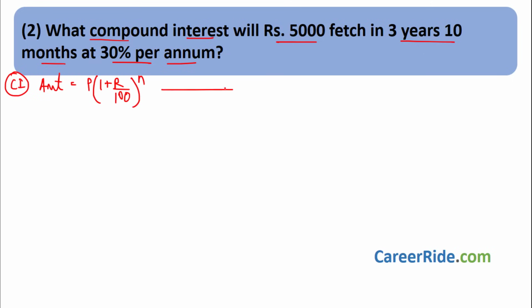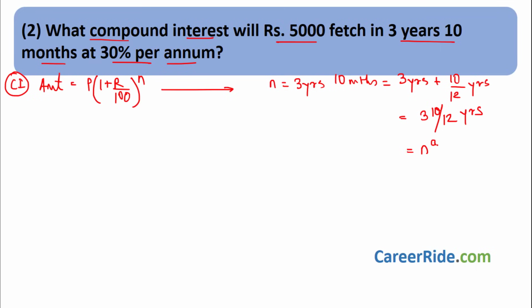Now over here, let us see. The time period given is 3 years 10 months. That would be 3 years plus 10 by 12 years. Now this is of the format n a by b years, a mixed fraction. Generally whatever years we have seen is a whole number. So what to do whenever we have a fraction as the number of years? Very easy. There is a very small and slight change in the formula.